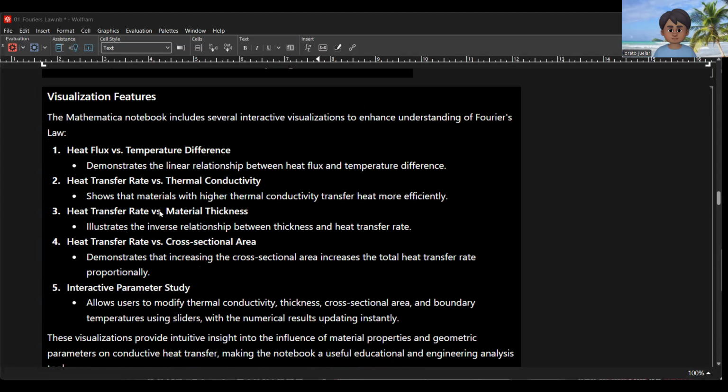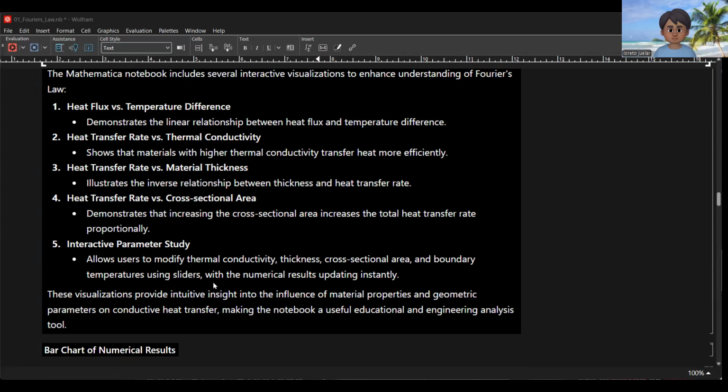And we have the heat transfer rate versus material thickness, which illustrates the inverse relationship between thickness and heat transfer rate. And we have the heat transfer rate versus cross-sectional area, to demonstrate that increasing the cross-sectional area increases the total heat transfer rate proportionally.